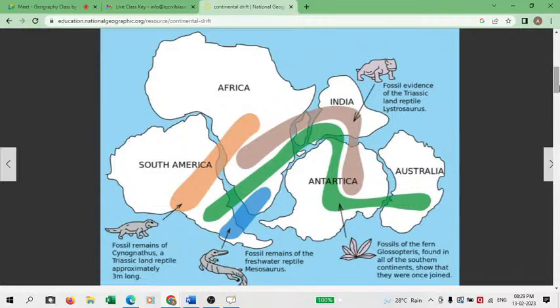Why are we writing other four? Because it is found in five land masses. Have you written it? Done? How can the heavy seeds of Glossopteris float across the ocean and reach the other four continents? Next paragraph.